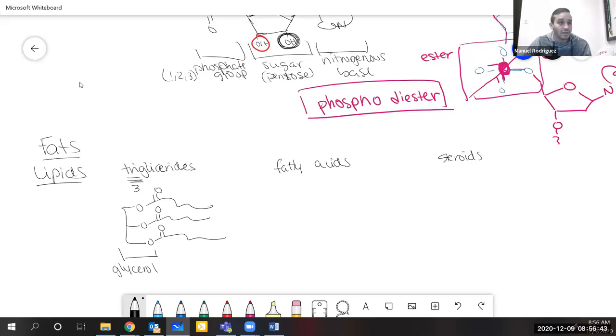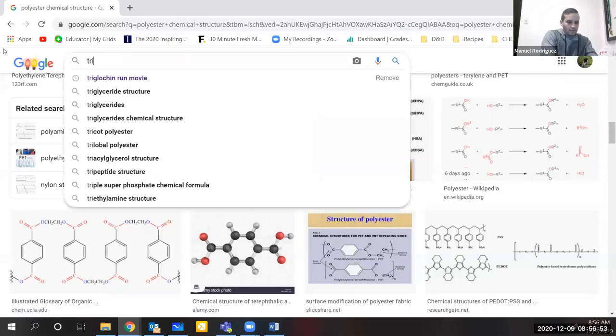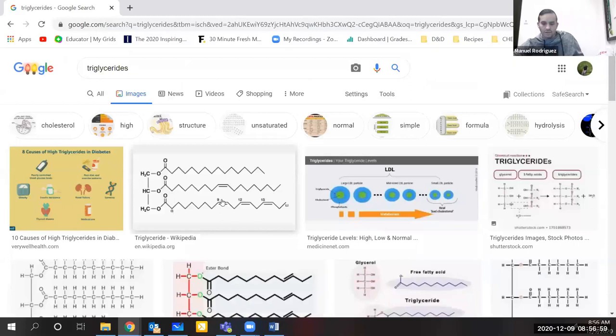We can always go here and see how triglycerides look. So this is just an example. You see they have those carbons with the oxygens, then we have the carboxylic acids that form the ester and just a bunch of carbons. I just make the wiggly tails because different triglycerides have different numbers of carbons. Good?